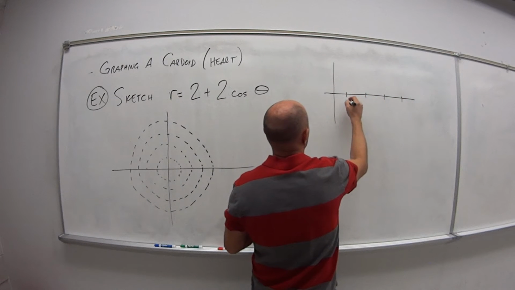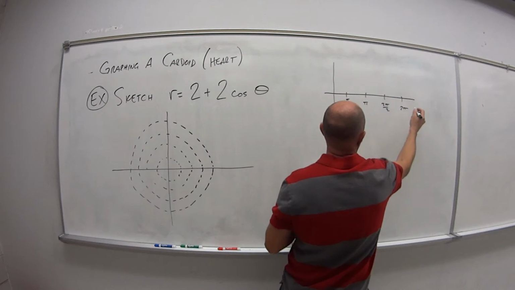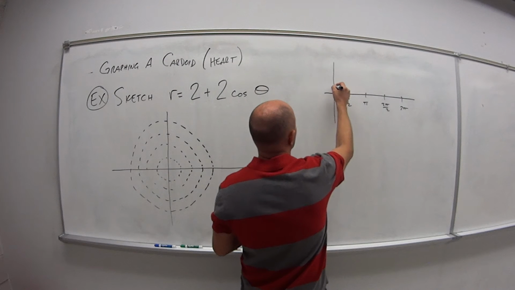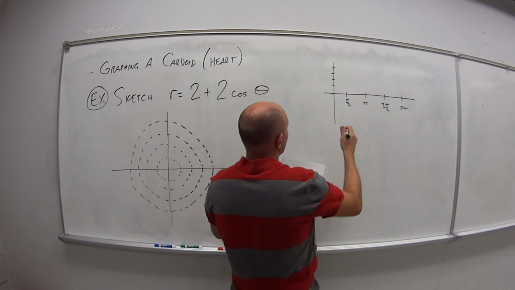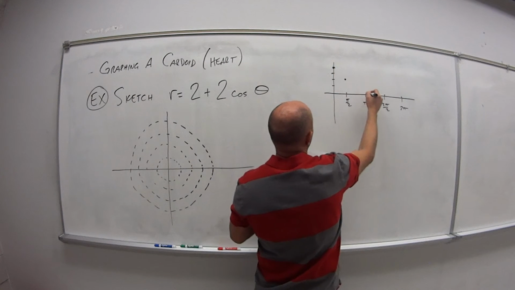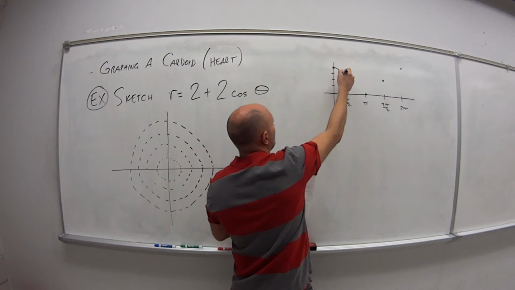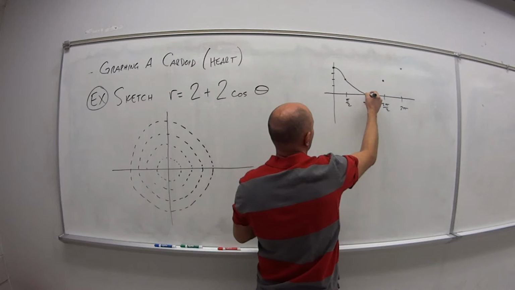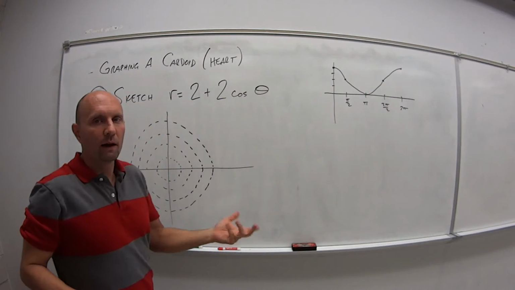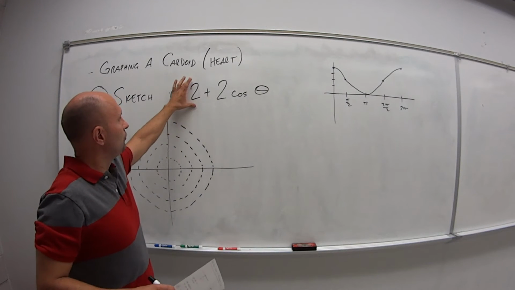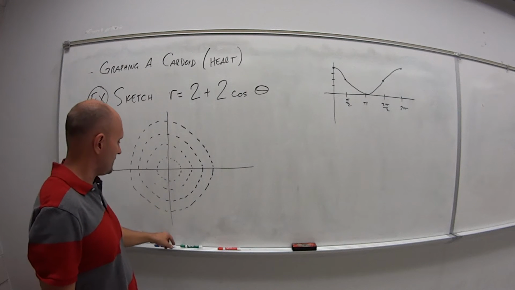So if we have our points at 0, pi over 2, pi, 3 pi over 2, and 2 pi, this doubling and then shifting up 2 means that our points are actually in these locations here. 0, 4, pi over 2, 2. At pi we're at 0, back up to 2, back up to 4. Why do I do that? Well, because I can do that transformation and then figure out on this graph where those points should be.